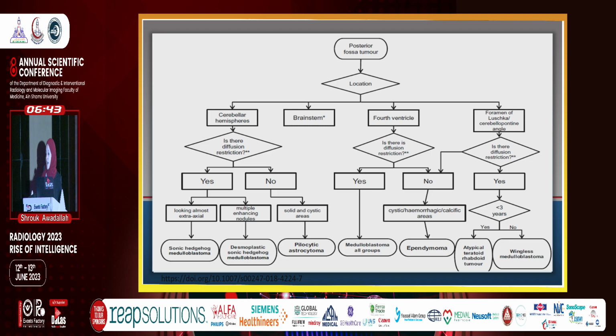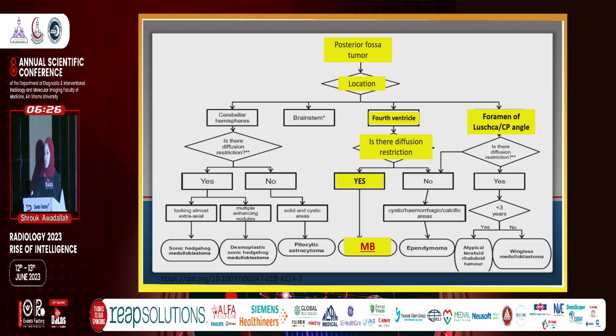So, if we are looking at a posterior fossa tumor, the number one diagnostic clue is the location. If the tumor occurs in the fourth ventricle, we look for diffusion restriction. If there is true diffusion restriction, it is medulloblastoma. The second location is foramen of Luschka and CB angle. If there is diffusion restriction, we look for the age of the patient.